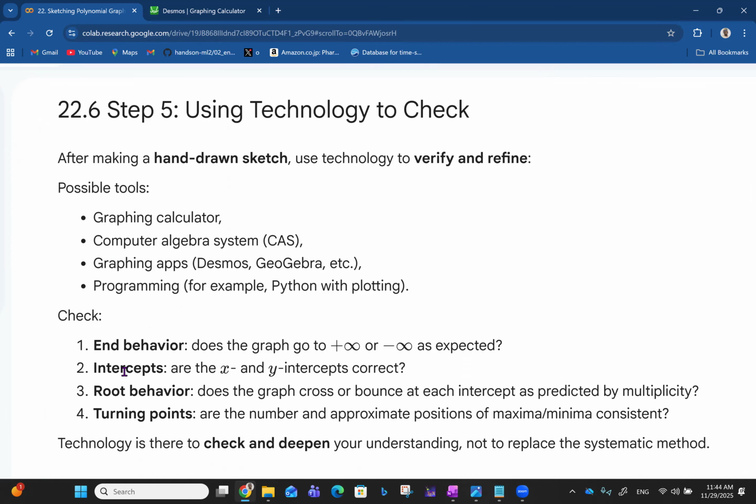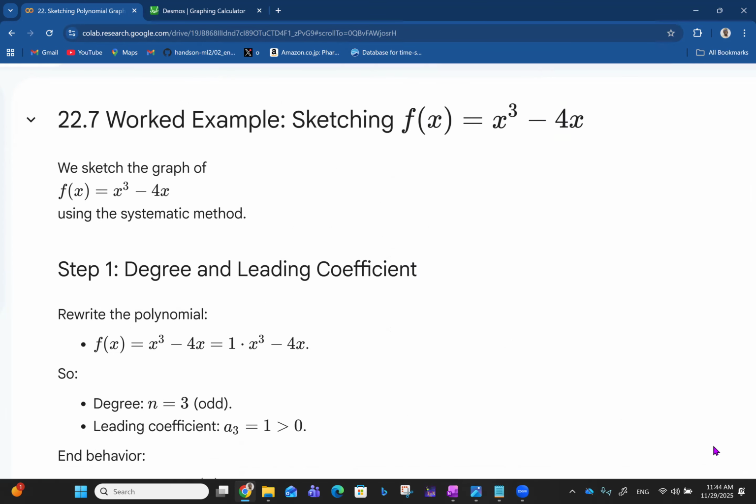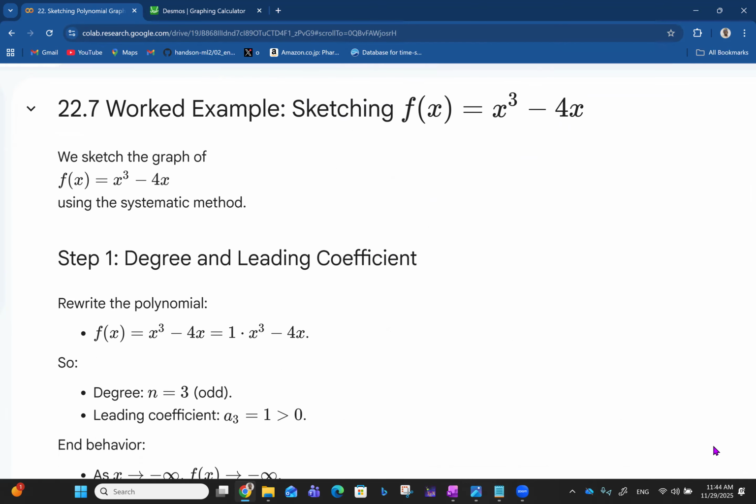Then you can check end behavior. Does the graph go to plus infinity or minus infinity as expected? Intercepts: are the x and y intercepts correct? Root behavior: does the graph cross or bounce at each intercept as predicted by multiplicity? Turning points: are the number and approximate positions of maxima or minima consistent? Technology is there to check and deepen your understanding, not to replace the systematic method. So in case you don't have technology, you should be able to put this whole idea together to get rough sketches of graphs. So let's have a worked example, sketching f of x equals x cubed minus 4x.